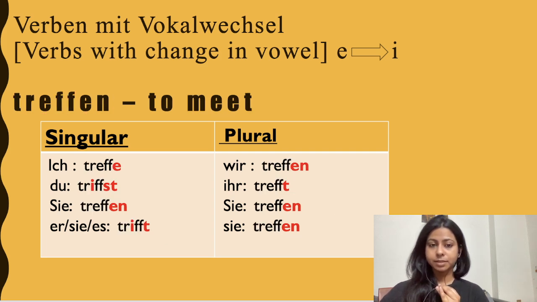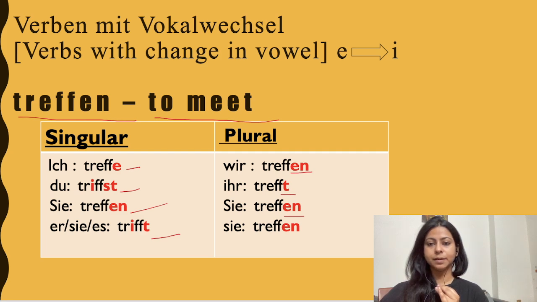The third verb is treffen, which means to meet. So let's see the conjugation. Ich treffe, du triffst, er/sie/es trifft, wir treffen, ihr trefft, sie treffen und Sie treffen. So if you notice, e is changing to i in du, and e is also changing to i in er/sie/es.